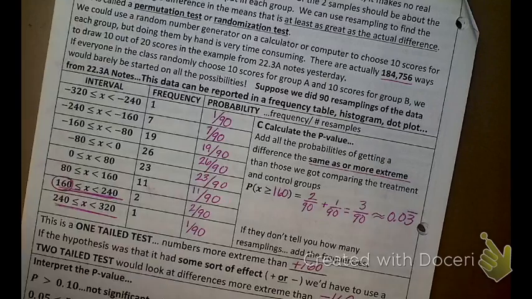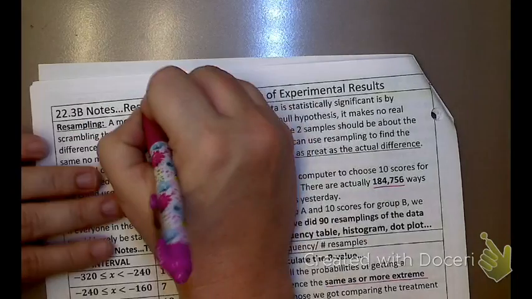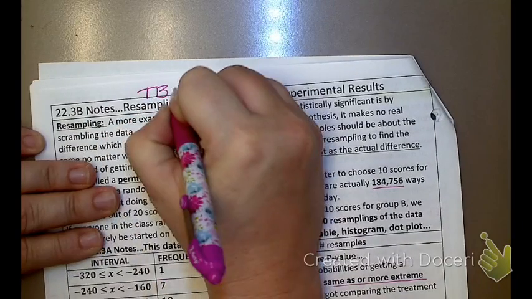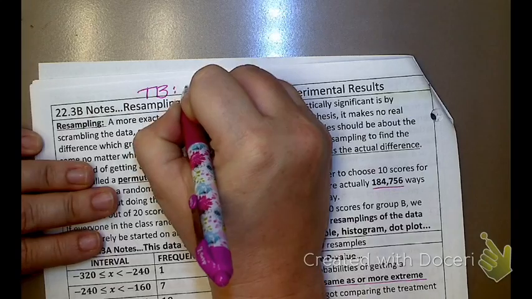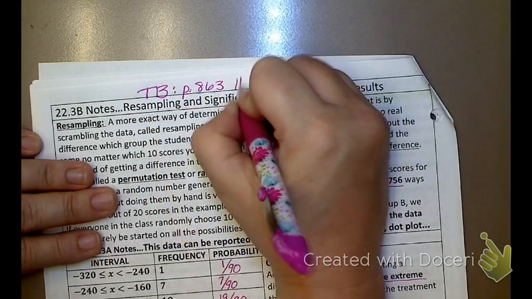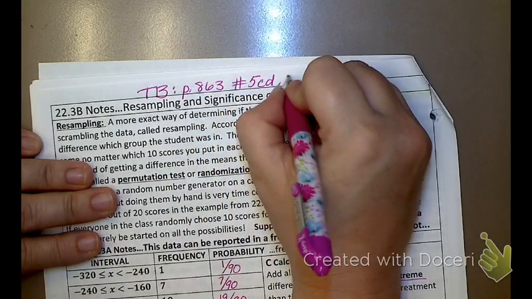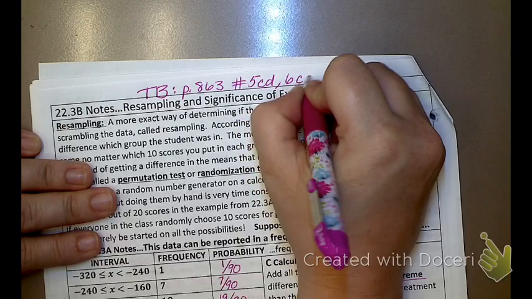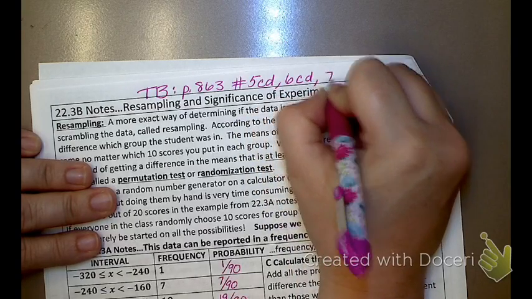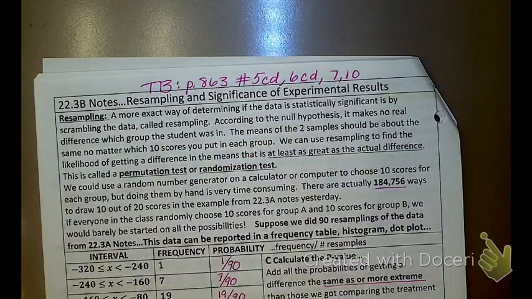Your homework assignment, I'm going to write it at the top of the page just to make sure you've got it. It is in your textbook. It is the same page as last night's homework. Page 863. It is numbers 5, C, and D. Now you did parts A and B last night. 6, C, and D, as well as problem 7 and problem 10. So that's your last textbook homework assignment of the year. All right, happy studying.